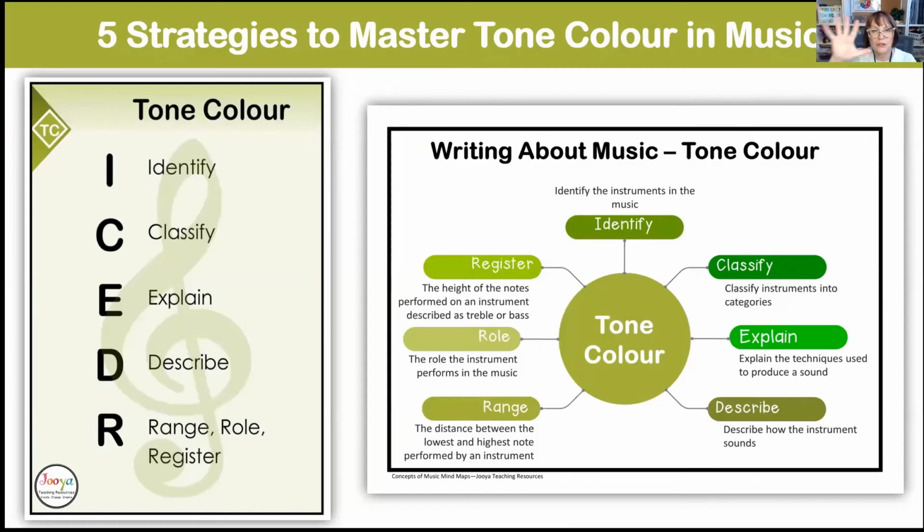So the 5 things that you need to remember when you are talking about tone color in music are ICE DRR: identify, classify, explain, describe, range, roll, register. As you can see, there are the definitions on that other page. The tone color poster is in the free resource. That particular colored mind map is not; you get the blank mind map in the freebie, but you don't get the colored one.